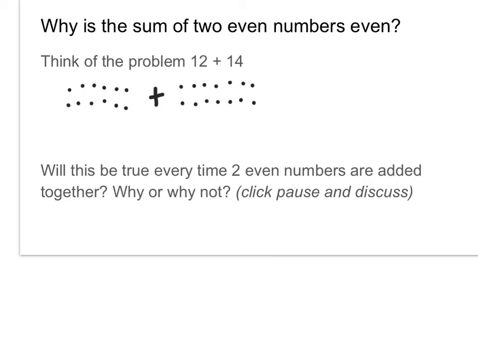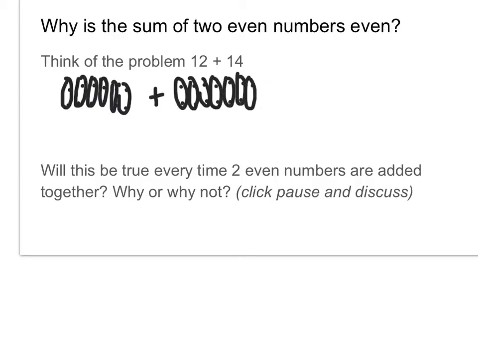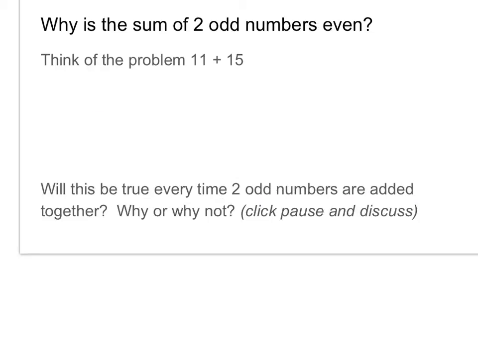Because we're talking about even numbers, we're going to circle groups of 2 dots, evens. And here we'll have evens, evens, evens. Do we have any left over? If we haven't got any left over, then we have an even number. So even plus even equals even. What we want to understand is, will this be true every time we have two even numbers? I want you to discuss why or why not. Click pause and discuss it with your group mates.